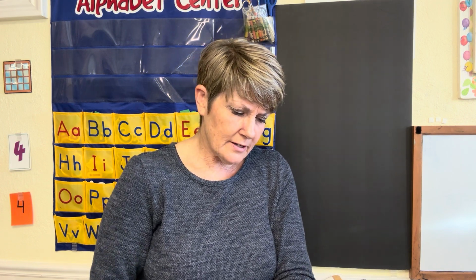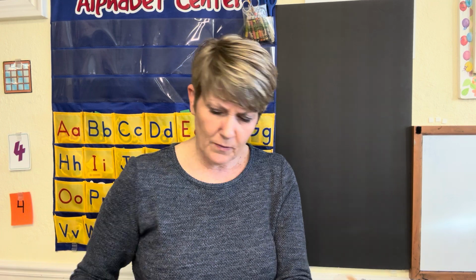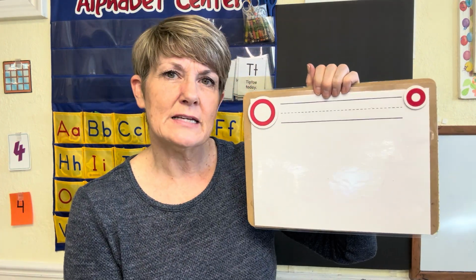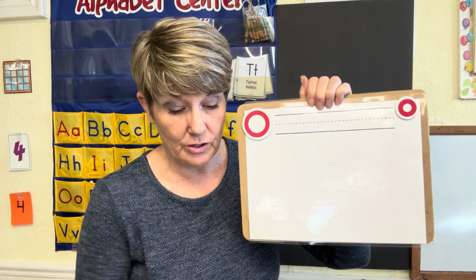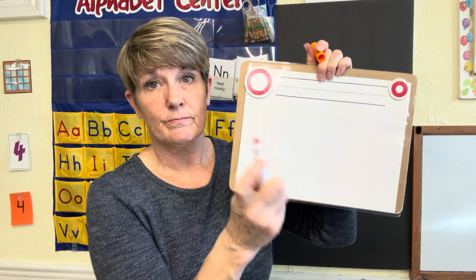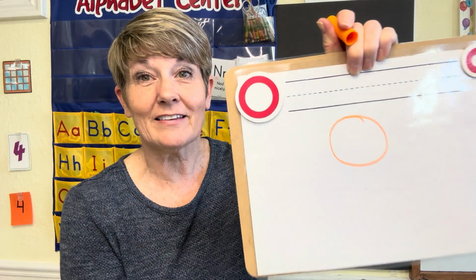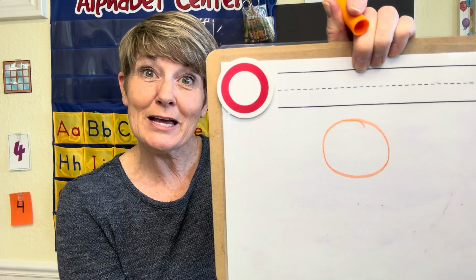And we're going to talk today about some of the different sounds that letter O makes. One of the sounds it makes is orange. I'm going to draw an orange. So I'm going to take a marker. Orange is kind of easy to draw because it's just like a letter O, isn't it? It's just a big circle.